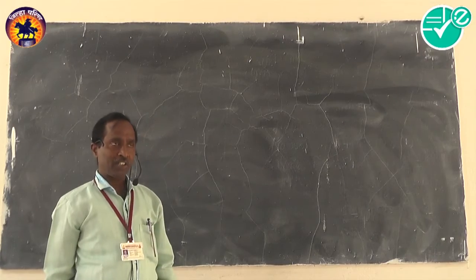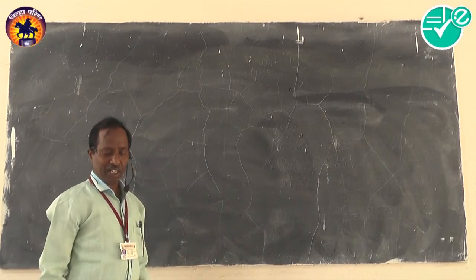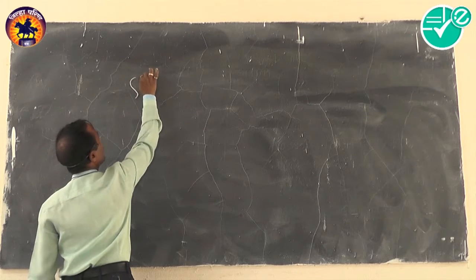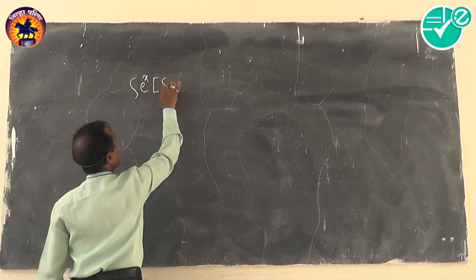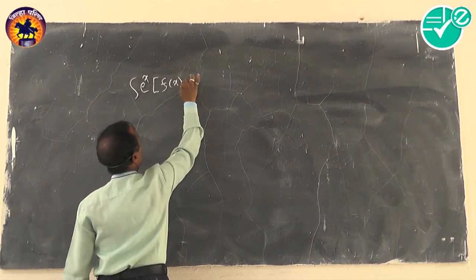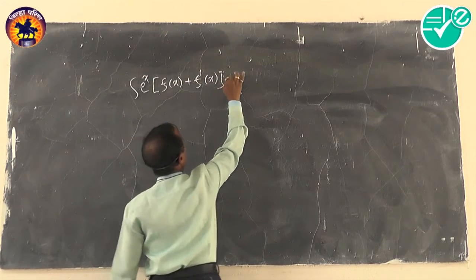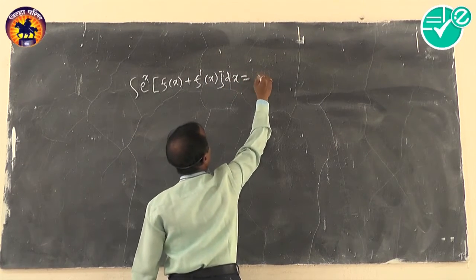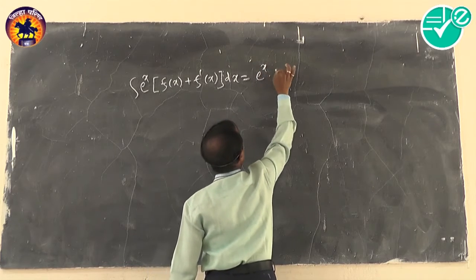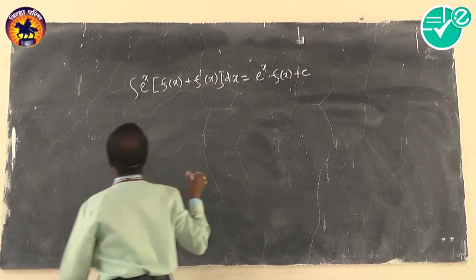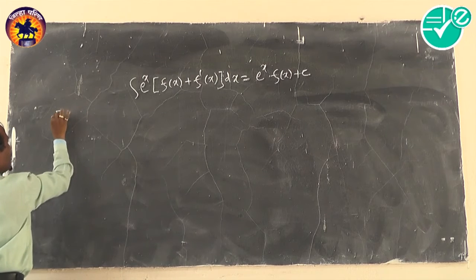Take the examples on integration by parts and its corollary. Integral of e raised to x into f of x plus f dash of x dx is equal to e raised to x into f of x plus c. Now we are going to take an example.